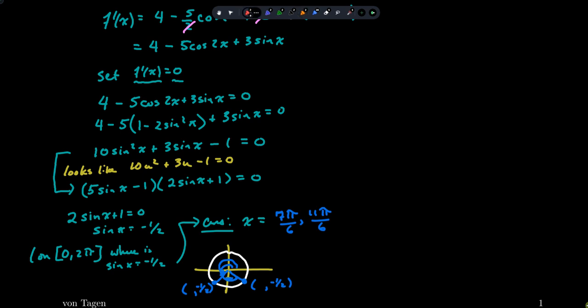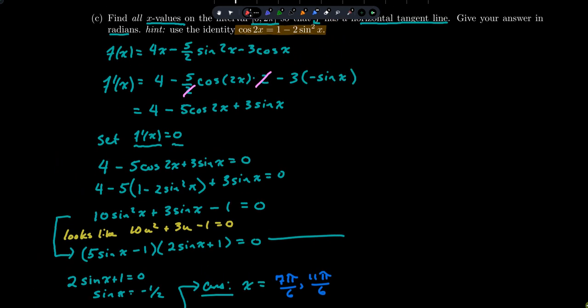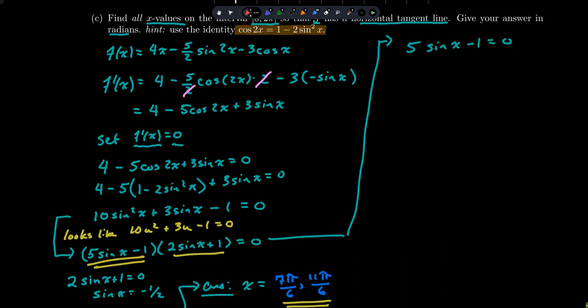What's kind of interesting, and the reason why I chose this problem for our review, is that it gets into the inverse trig functions here. We're also going to have to set this second factor equal to 0. So just a moment ago, we took this factor, we set it equal to 0, and we found that that happened at these two locations here. Now we're going to go ahead and set 5 sine of x minus 1 equal to 0. So let's do that. So I'm going to set this second factor here equal to 0. And so that happens when 5 times the sine of x minus 1 is equal to 0. That happens when the sine of x is equal to 1/5.